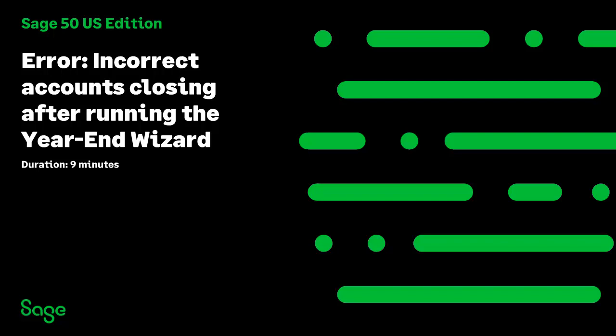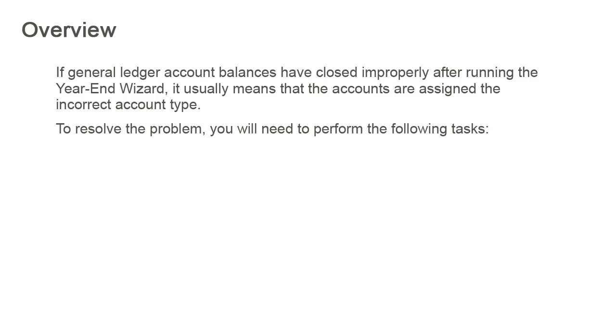In this topic, we will review the process to correct accounts that have improperly zeroed balances after closing the year. If General Ledger account balances have closed improperly after running the year-end wizard, it usually means that the accounts are assigned the incorrect account type. To resolve the problem, you'll need to perform the following tasks.